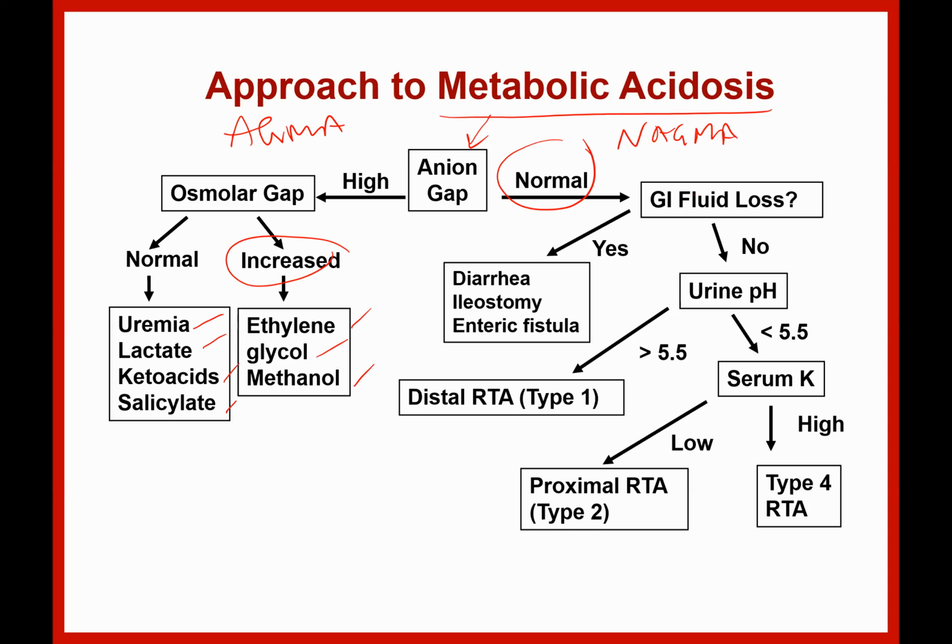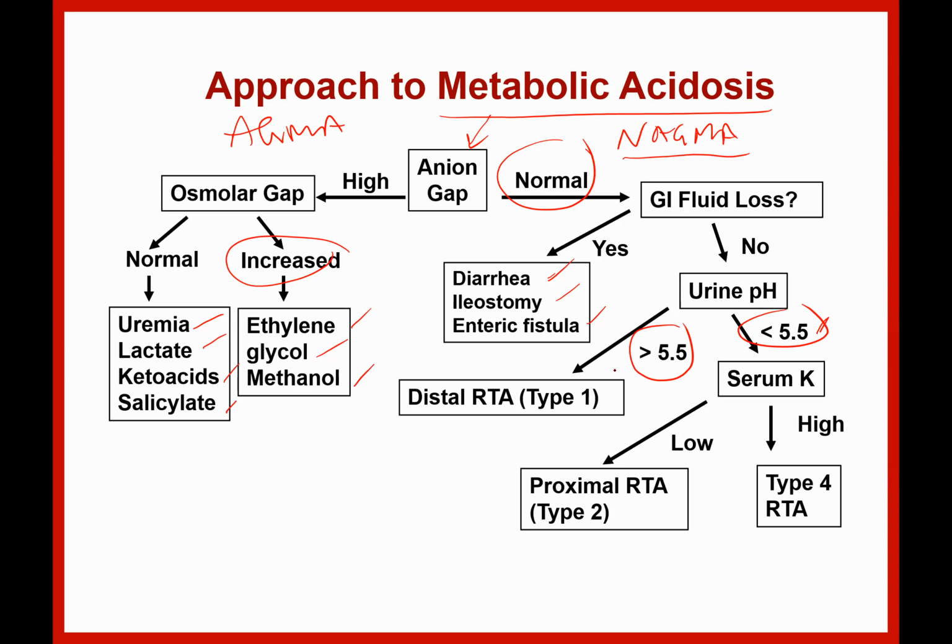Whereas you go this side, look at whether there are any GI fluid losses. If yes, the NAGMA is because of a GI cause: gut, ileostomy, diarrhea, enteric fistula, pancreatic fistula. If there is no GI fluid loss, look at the pH of the urine. Is it very acidic? Is the urine being acidified well or not? This is acidic urine. This is relatively less acidic urine.